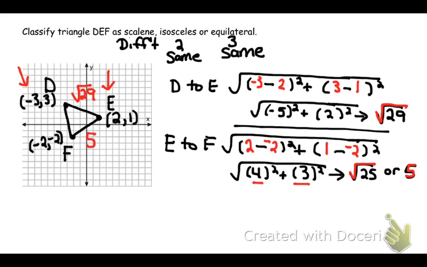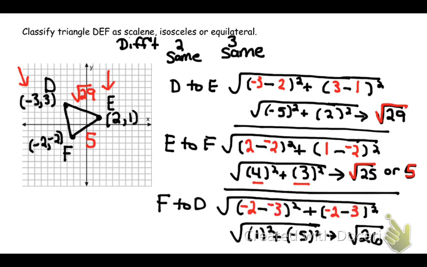One last side, we're going to go ahead and do F to D. Finally, for our last segment, we had 1 plus 25, so it came out to the square root of 26. So we have 3 sides that are different lengths, so we determined that this triangle, even though it kind of looked like it was going to be equilateral, it's scalene.